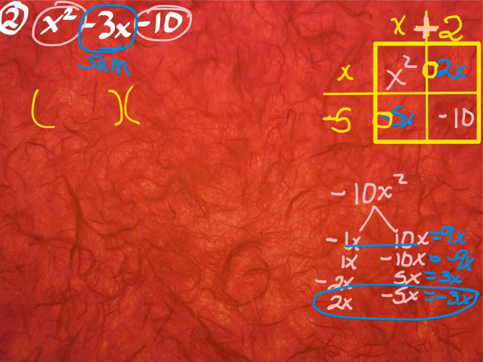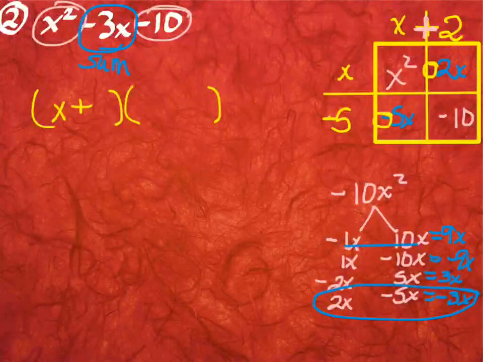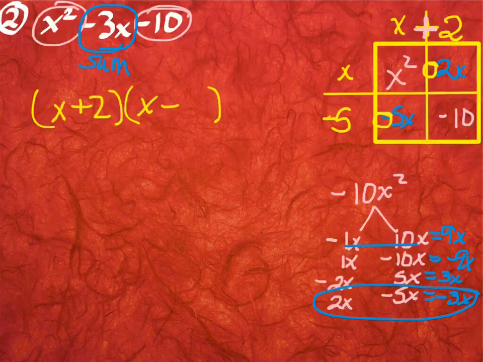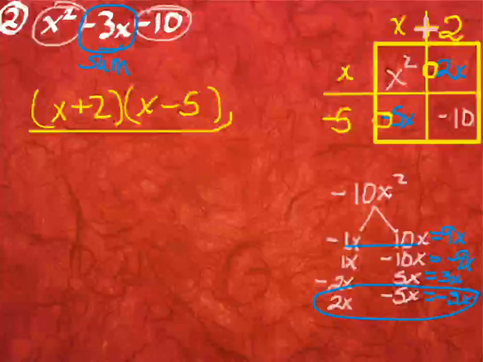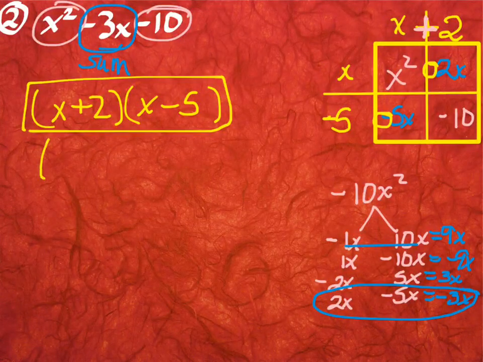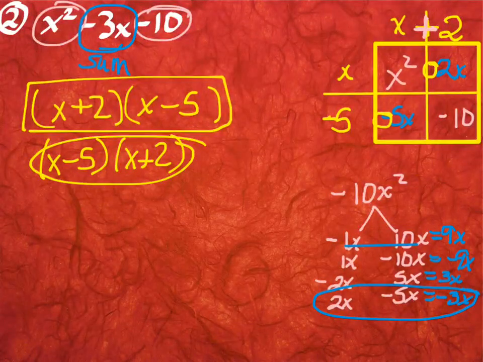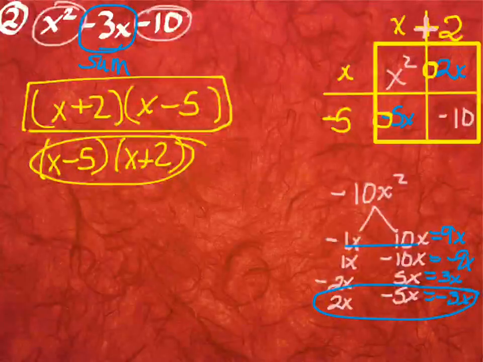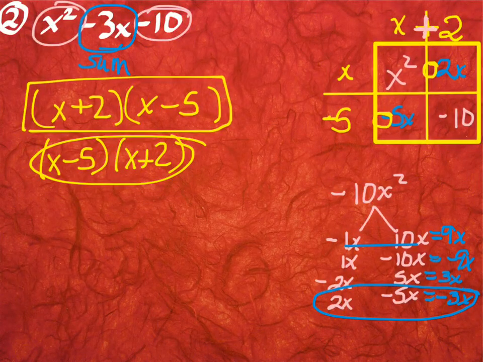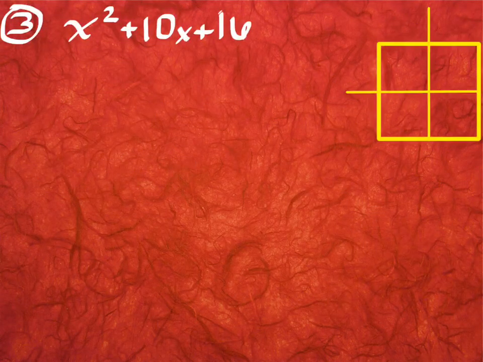Create your two parentheses. X plus 2, x minus 5. And it does not matter if you write it in this order or if you chose to write it as x minus 5, x plus 2. They are the same answer, just written in a different order. It's the same as 2 times 3 is 6 and 3 times 2 is 6. One last one.